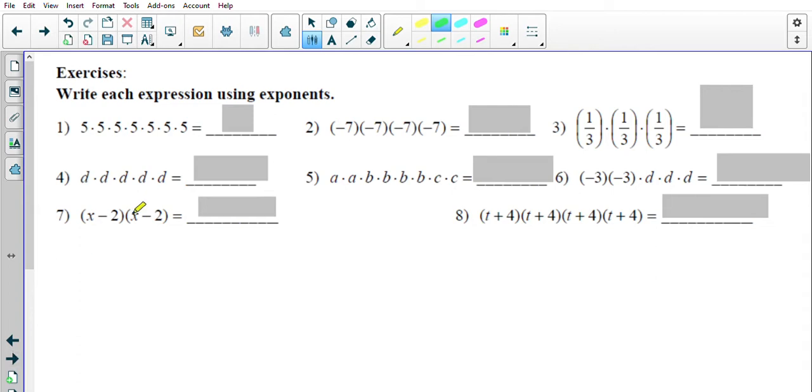We've got 5 times 5 times 5 times 5 times 5 times 5 times 5. My base is 5, and since it's being used 7 times, my exponent is 7. So this will be 5 to the 7th power.